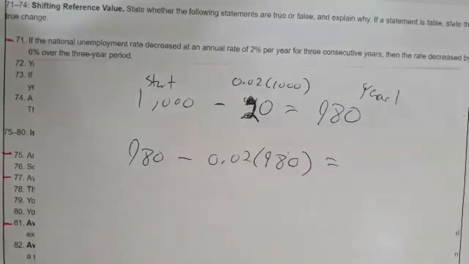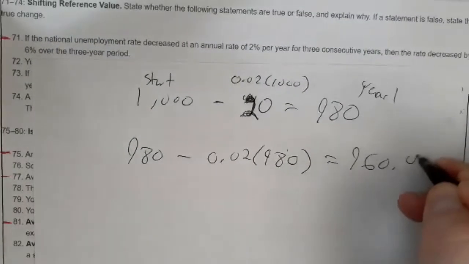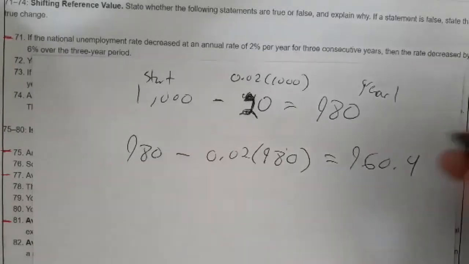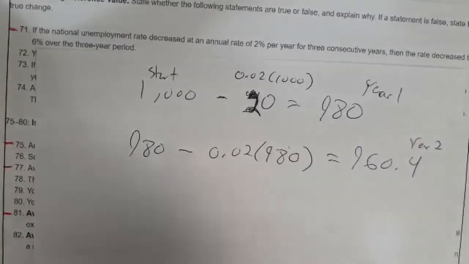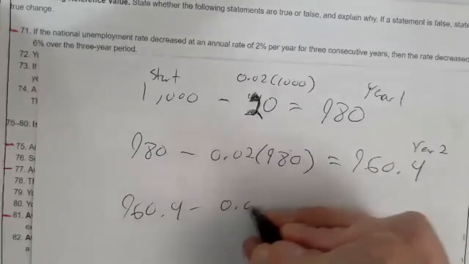And so you might notice, we did this in the notes, 0.02 times 980, minus 19.6. So 980 minus 19.6 is 960.4. And this is year 2. And the last one is year 3, so we're starting with 960.4. So it's very, very similar.